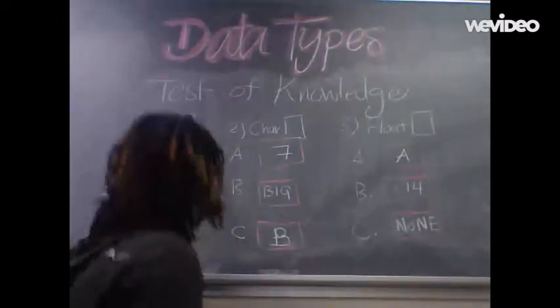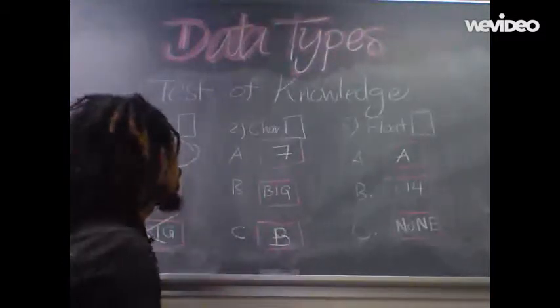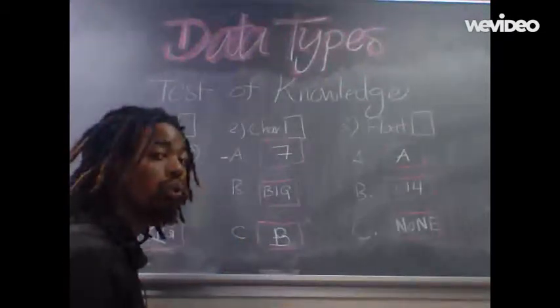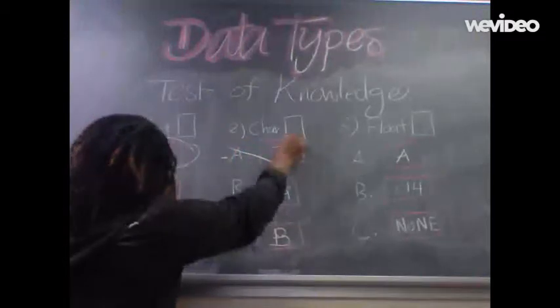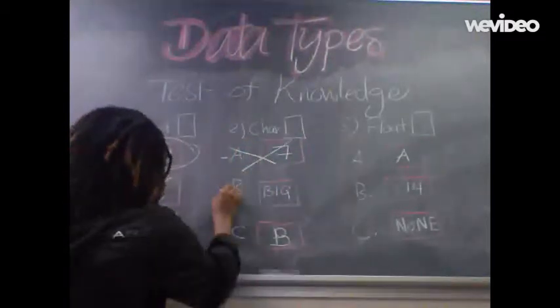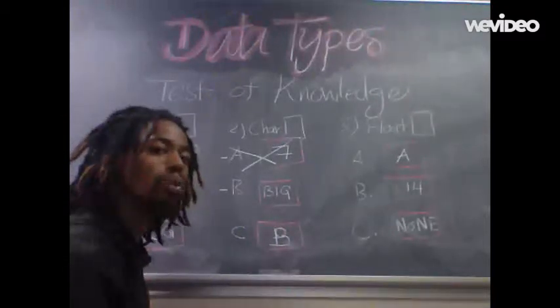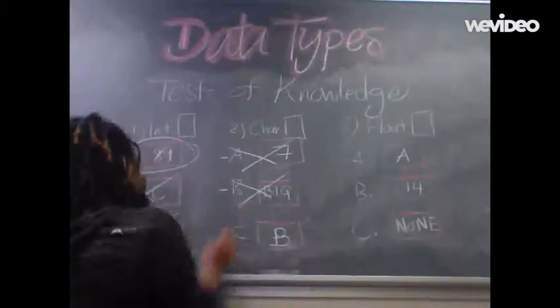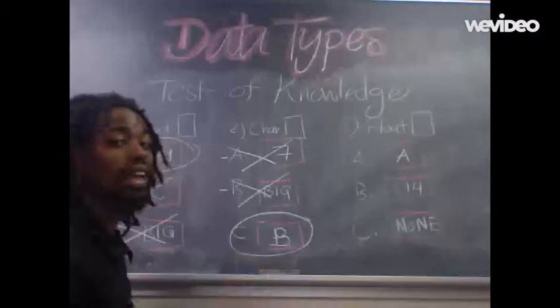Let's go to number 2. A char. Which can be stored inside of a char? A. A is an integer. Char only stores characters, so 7 is wrong. Now B is a group of characters, but like I said, it's more of a string, so that is wrong. So C, which just says B, will be the answer.